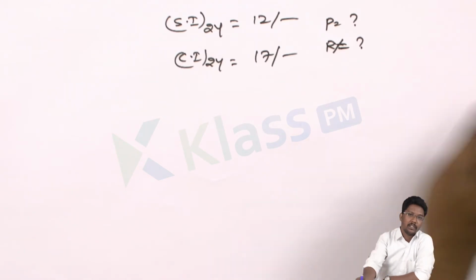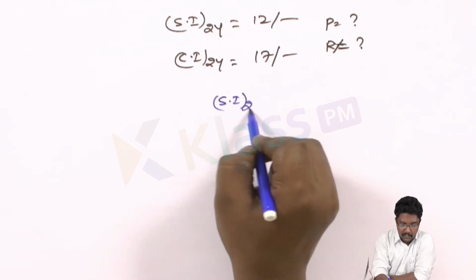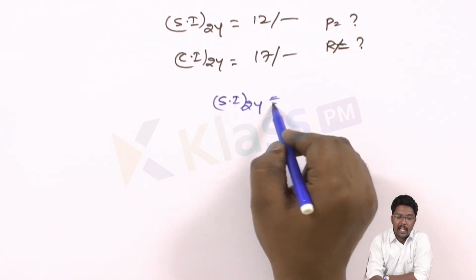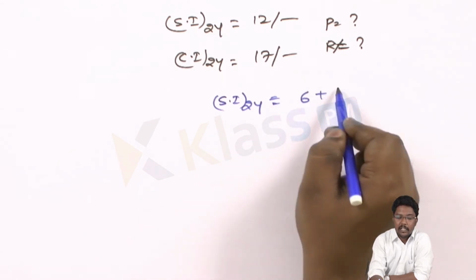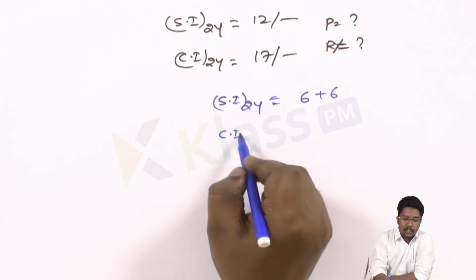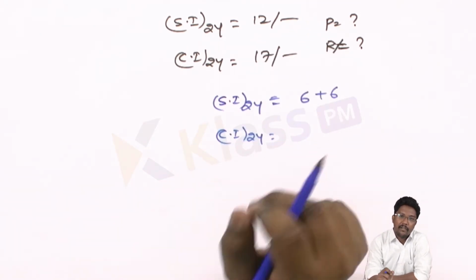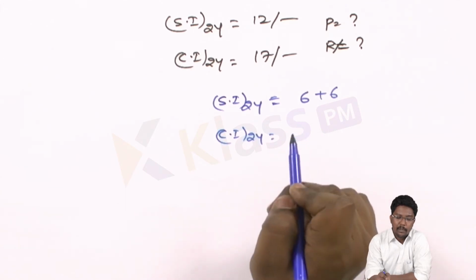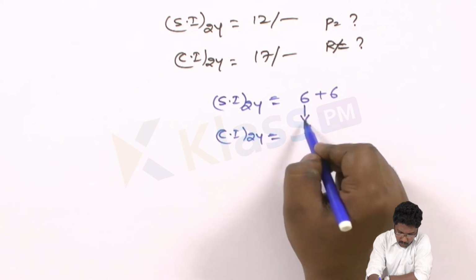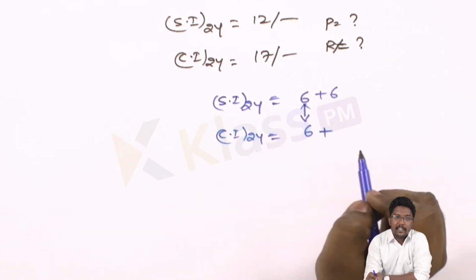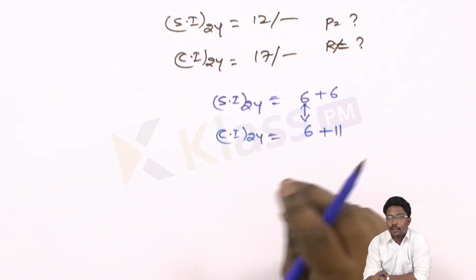There is no formula. So by going with the concept base, simple interest for 2 years is 12 rupees. Means every year equal amounts. First year I am paying 6 rupees, second year I am paying 6 rupees. Compound interest for 2 years: because the initial value is the same and the rate of interest is the same, simple interest and compound interest are the same for the first year. Means first year I am paying 6 rupees, same as simple interest. Second year I am paying 11 rupees, because in total I am paying 17 rupees as compound interest for 2 years.